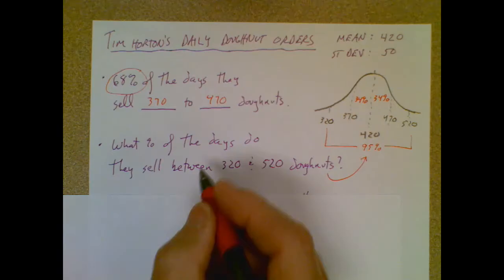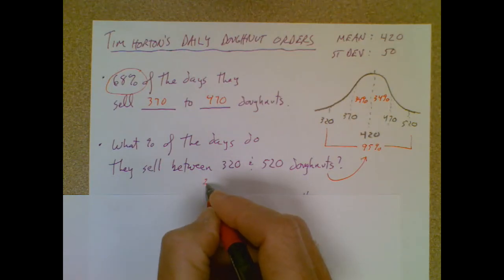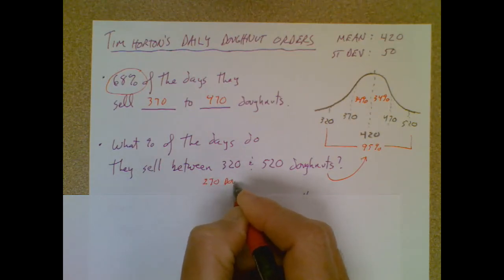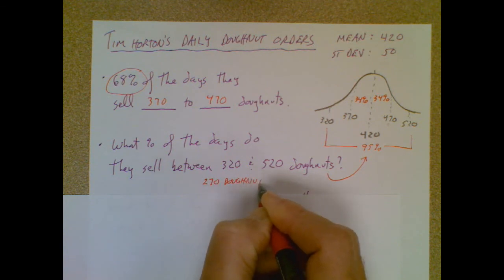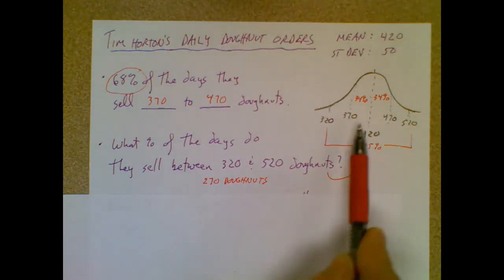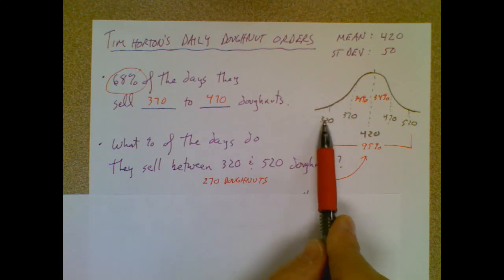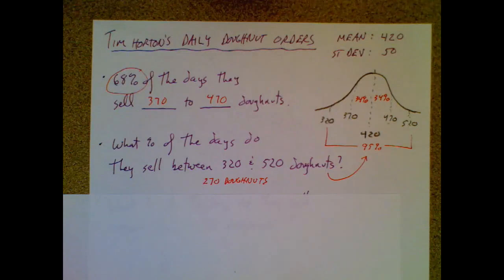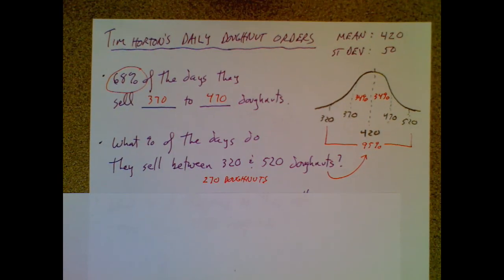So if they look at the records and on a certain day they sold 270 donuts, they should know that that's a very unusual thing and maybe look into what happened that day, because 270 donuts is well below 2 standard deviations less than the mean, and that's telling you something weird happened.